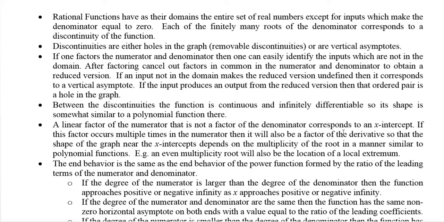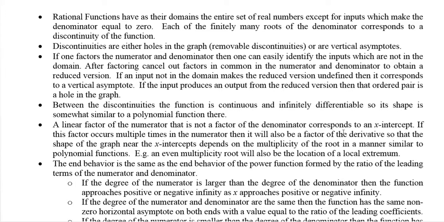Now, between the discontinuities, the function is continuous and infinitely differentiable. So its shape is somewhat similar to a polynomial function, connected, smooth. And any linear factor of the numerator that's not a factor of the denominator corresponds to an x-intercept. So any x that makes one of those factors in the numerator 0, but not the denominator 0, is going to give you the x value of an x-intercept.